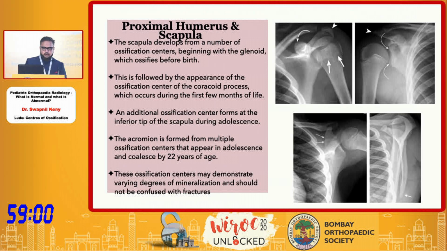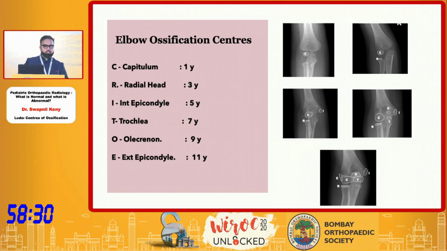Now the proximal humerus and the scapula develop from a number of ossification centers, beginning with the glenoid, which ossifies before birth. This is followed by the appearance of ossification centers in the coracoid in the first few months of life. An additional center of ossification is seen at the inferior tip of the scapula during adolescence, and the acromion is formed again from multiple ossification centers, which coalesce by the age of 22 years. All these centers may demonstrate varying degrees of mineralization and should not be confused for fractures.